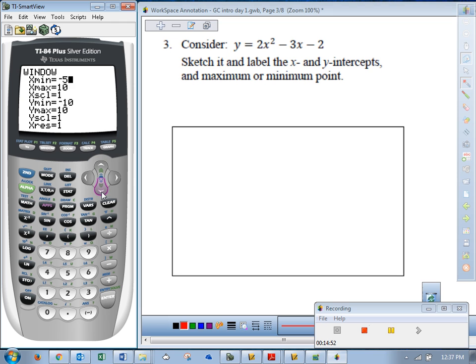And the x maximum, I want that to be a positive 5. X scale, keep it counting by ones. And the x min, and then y min, negative 5 and positive 5. Changing the window. Cool? And now you can't hit zoom 6 anymore because that would put it back to tens again. We've got to get to the graph by hitting the graph button. So here's the window that I want. Just hit graph, and let's see if we see all the stuff we still wanted to see.